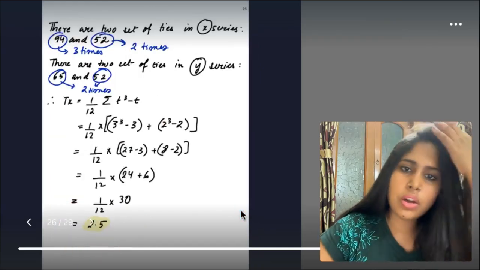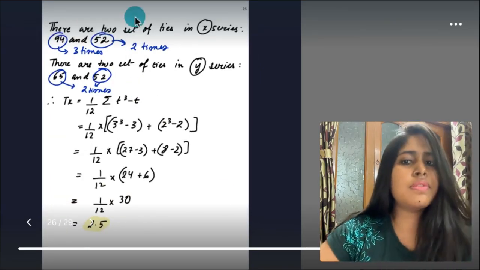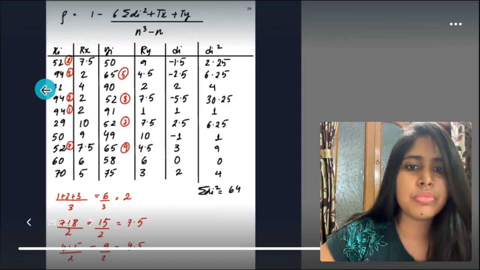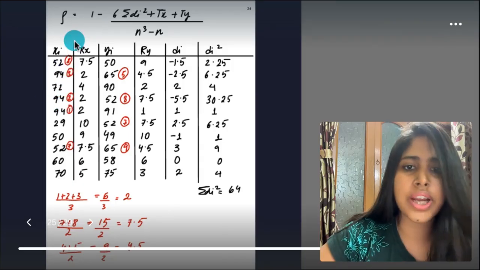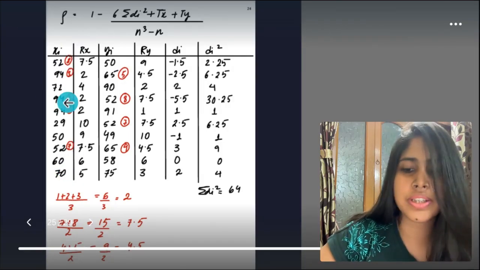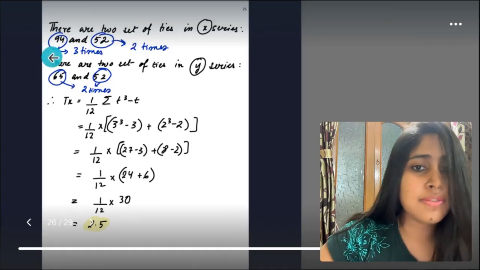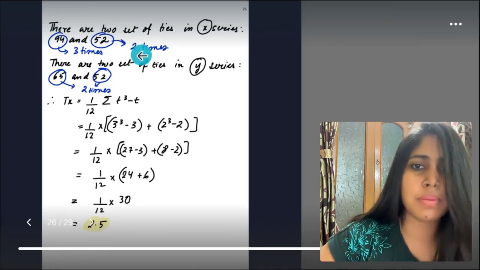All right, now we see there are two sets of ties in the x series. We know that 94, 94, 94, and 52 and 52. All right, two sets, 94 and 52. 94 comes 3 times and 52 comes 2 times.